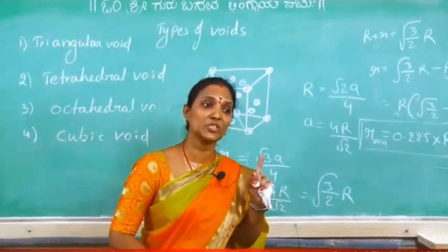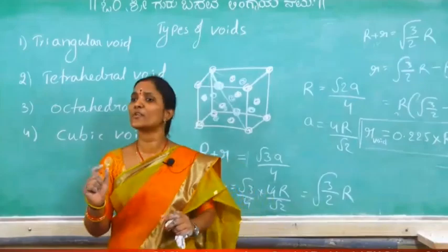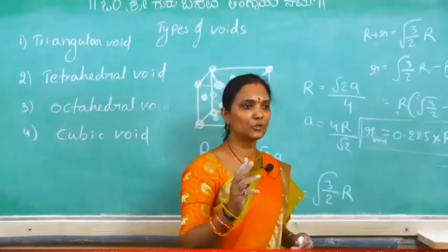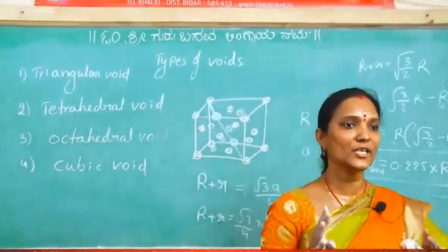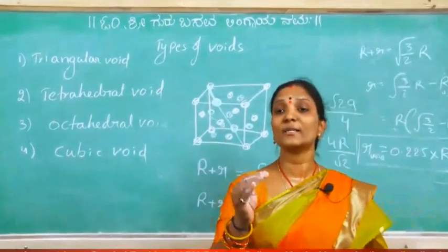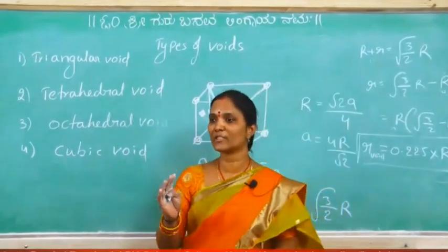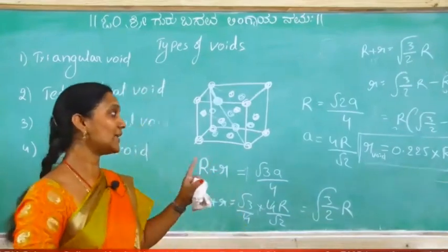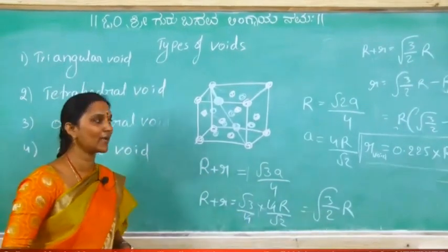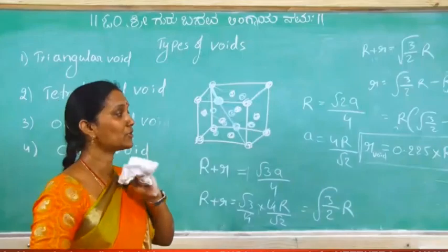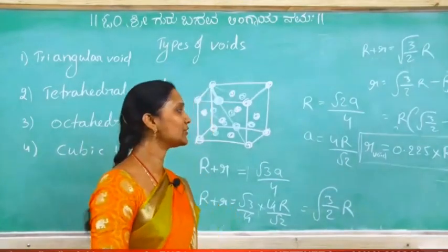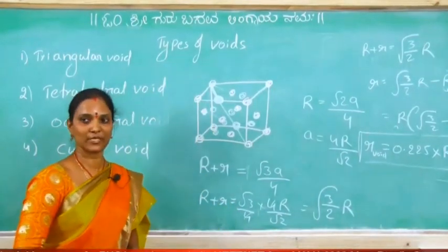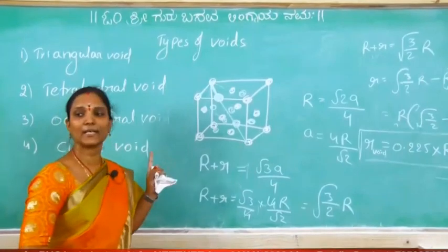So what is the position of tetrahedral void? Important. There are 2 tetrahedral voids in each body diagonal, at 1/4 distance from the corner. So the formula for radius of void is 0.225 into radius of sphere. This is about tetrahedral void.